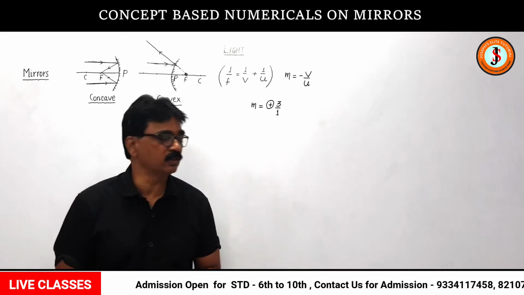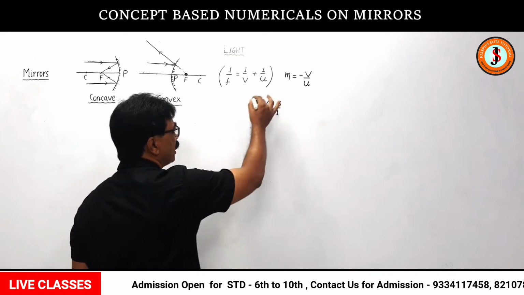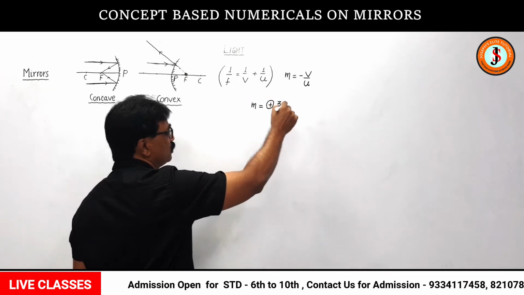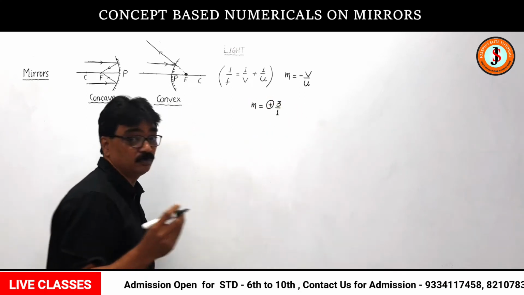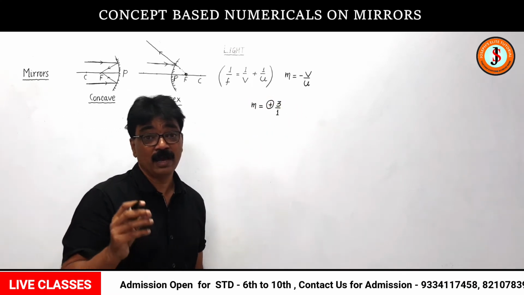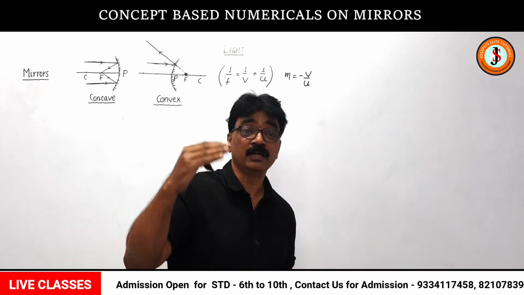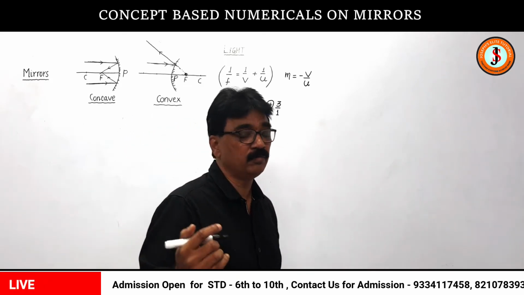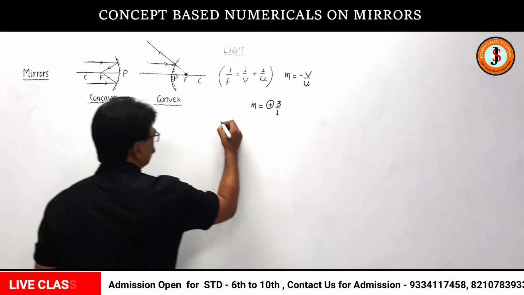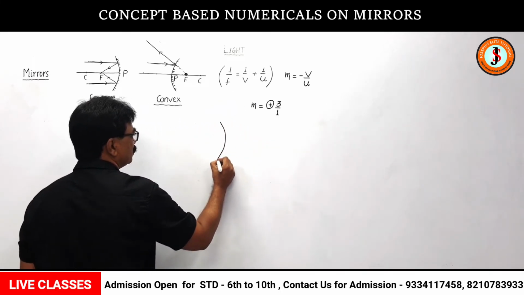Secondly, what is the position? This type of magnification means what position? The object is kept between pole and focus, and that is why you are getting the image behind the mirror. Simple case is this one. This is the case.